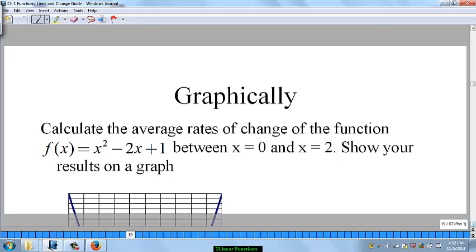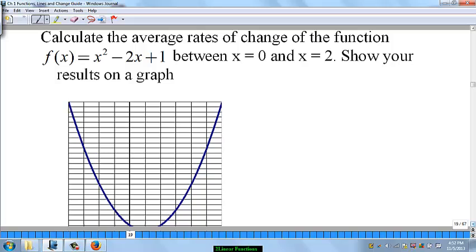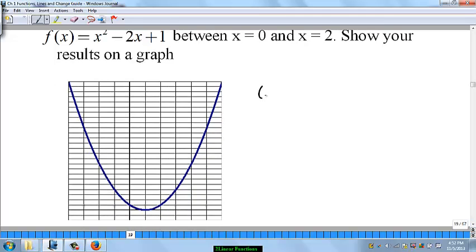Alright, so I have this graph here, and this graph is a parabola, x squared minus 2x plus 1, so it opens upwards, and we want to know the rate of change between 0 and 2. So here I have x is 0, something, and then 2, something. The first thing I want you to do is find what the something is. So here's the point 0, 1, and I want to look at 2. So here's 1, 2, and it's 2, 1. I'm looking for the rate of change between those two. So let's draw a line, and it looks like it's a straight line right there.